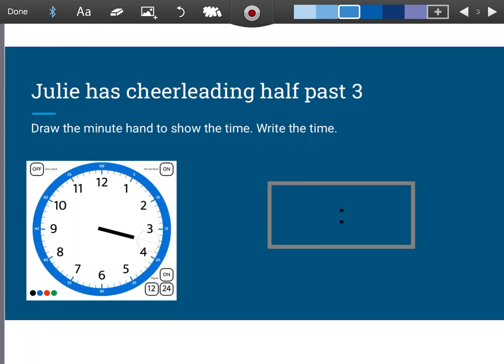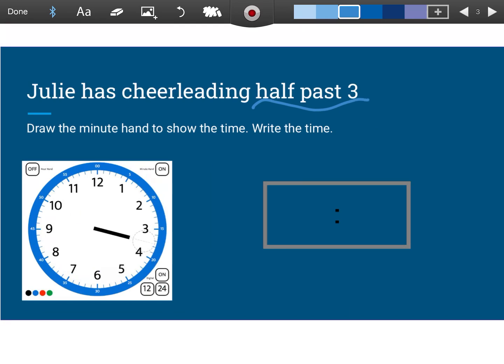So we have 5:15. So let's move on to another example. It says Julie has cheerleading 3:30. Now we've been learning about this, and it is a little bit tricky because of the wording. So we hear 3:30. And again, we have to draw the minute hand to show the time. So we already see that this hour hand is pointing between the 3 and the 4, and it is 3 o'clock. So where do we put that minute hand?